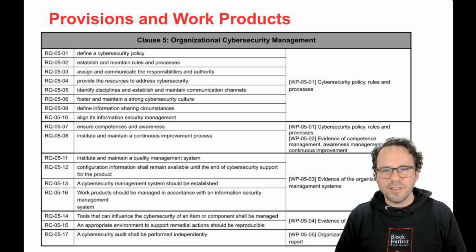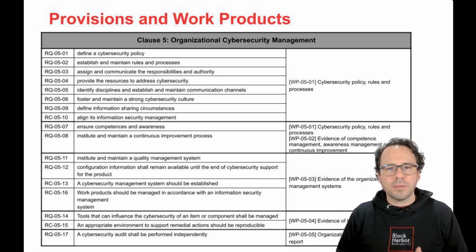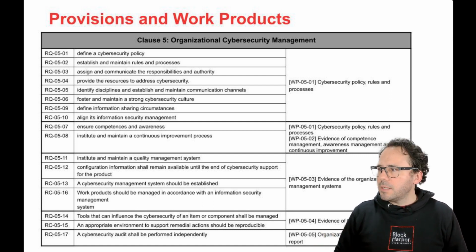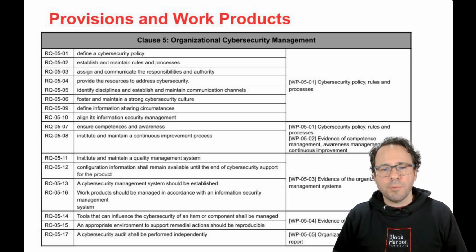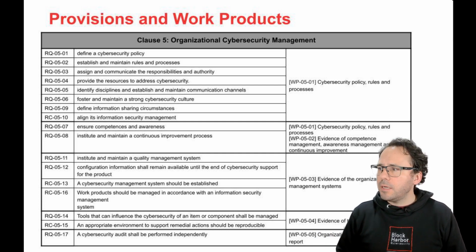And finally, let's talk about the provisions and work products here. 5 work products, as previously mentioned. The deep dive section will go into the specifics of each of these requirements. This is just a high-level view. The first of these work products is cybersecurity policy, rules, and processes. There are 10 total requirements.